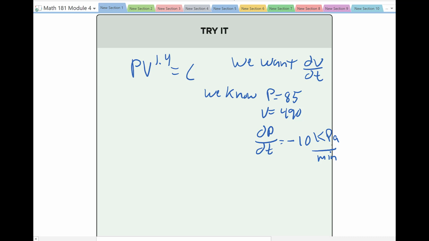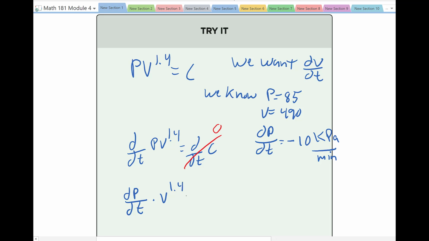So we have this formula. We can take the derivative with respect to time of PV to the 1.4 equals the derivative with respect to time of the constant C. But we all know the derivative of a constant is 0, so that's just 0 there. So you're thinking, what about the other side? Well, don't forget, we have the product rule. So we're going to look at dP/dt times V to the 1.4 plus P times 1.4 V to the 0.4, because I subtracted 1 from the power, and then times dV/dt equals 0.